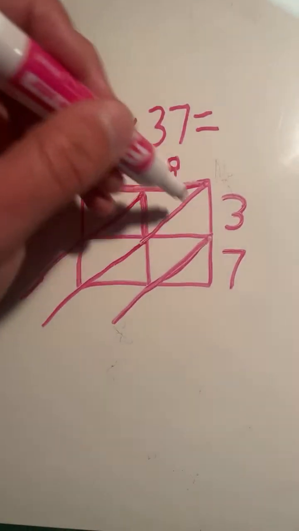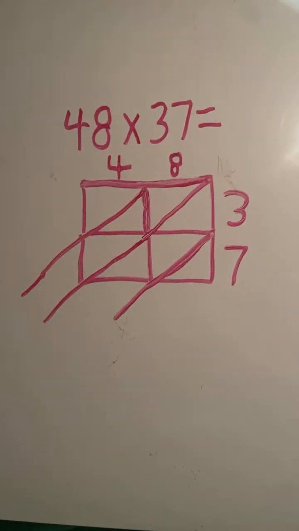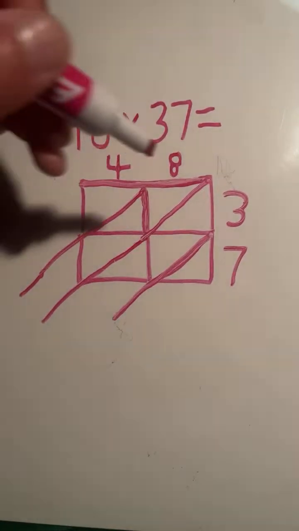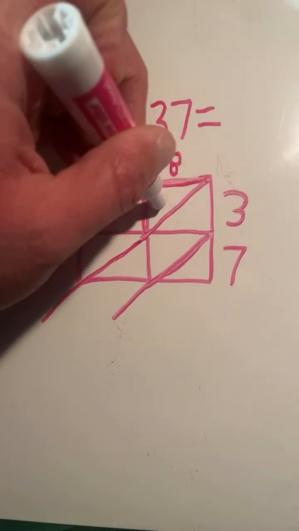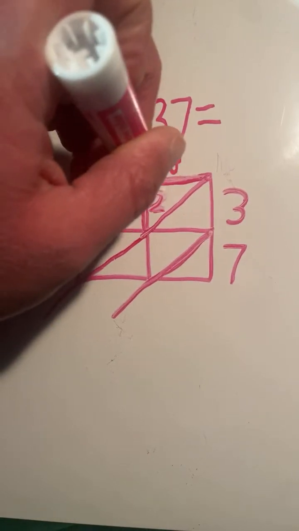Our answer goes in this square. Each digit within our answer goes in a separate triangle. So 8 times 3 equals 24. So the 2 in 24.